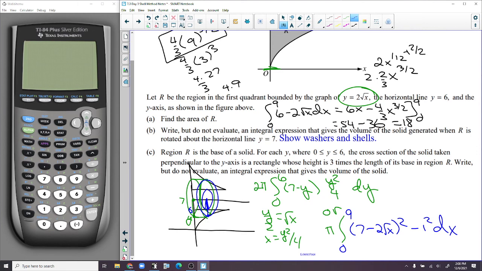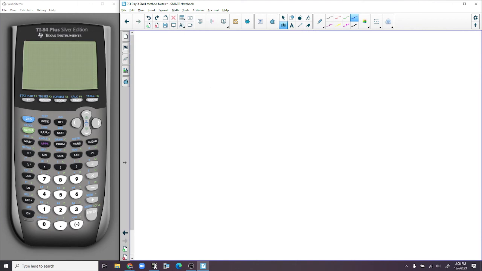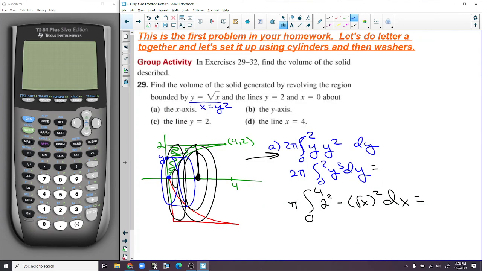Questions on this? All right, well, you have the first problem. I don't know if you want to just go ahead and work on that right there. This is your first problem in the homework.